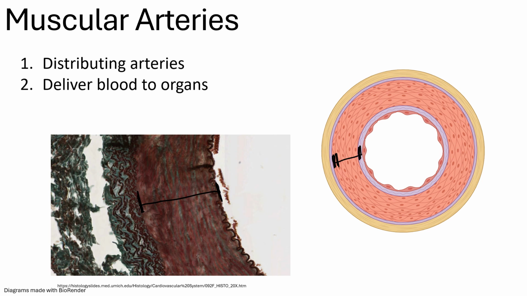I want to mention also, you can see the internal elastic lamina here. It's actually hiding behind the simple squamous cells lining this vessel, but it's that squiggly line right there.